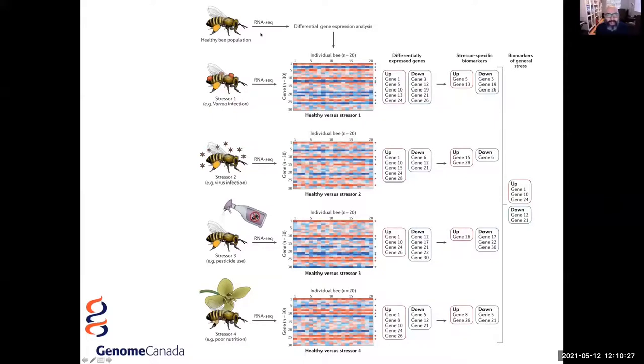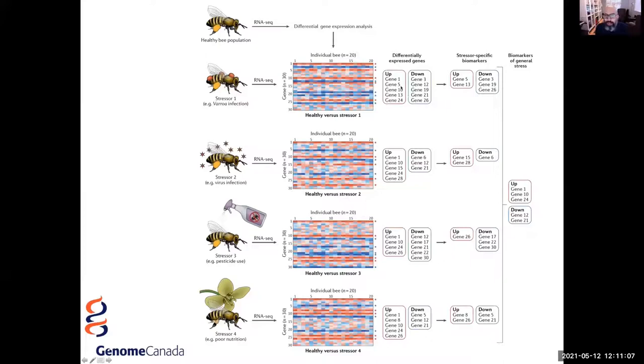So we have a control bee population, and we have bees stressed with viruses, bees stressed with viral mite infection, bees stressed with pesticide exposure, and bees stressed by poor nutrition. We do our transcriptomics. We identify genes that are upregulated or downregulated for each single one of these stressors. And we do this for a very large number of stressors. And through the process of subtraction, we're then able to identify stressor-specific biomarkers, as well as general biomarkers that indicate stress.